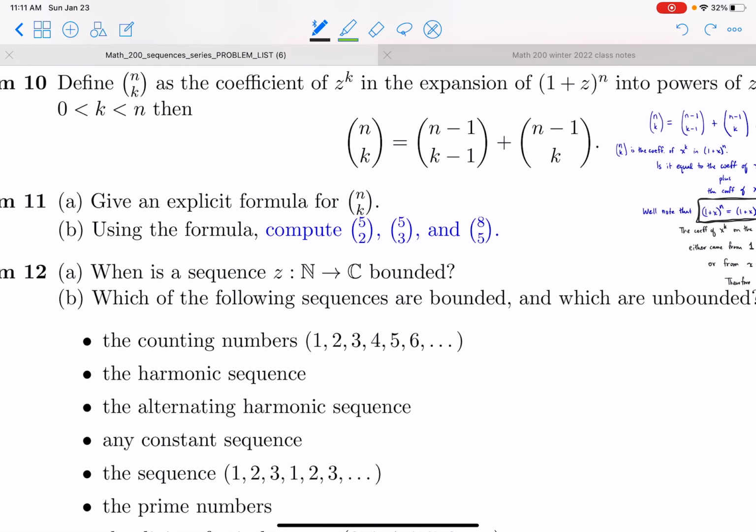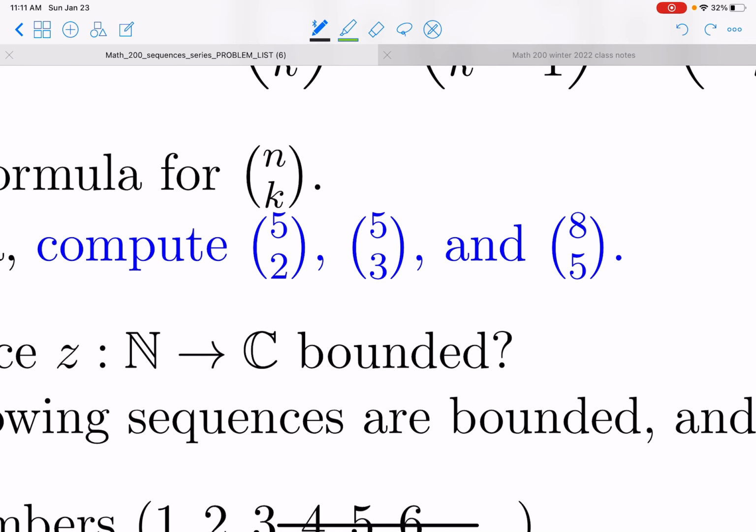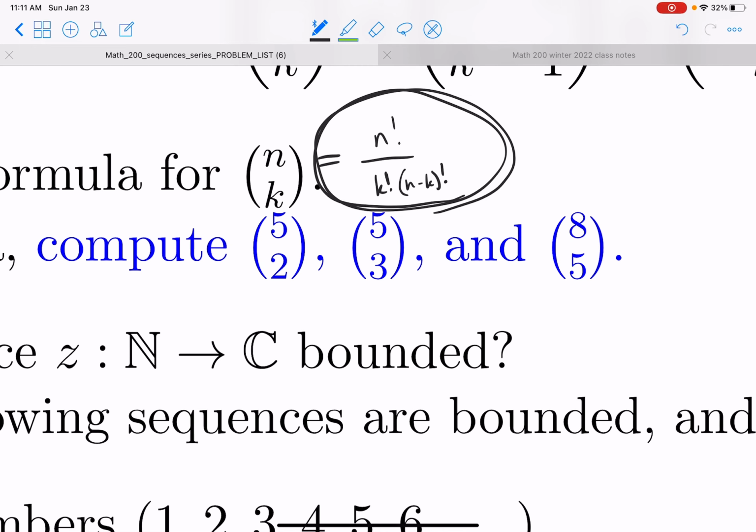Okay, so give an explicit formula for n choose k. Sorry, this symbol. And this is just a memorization. N factorial over k factorial times n minus k factorial. That's the formula. Just memorize that because it's just going to be so useful in physics. Also in combinatorics, which is a subject in math.